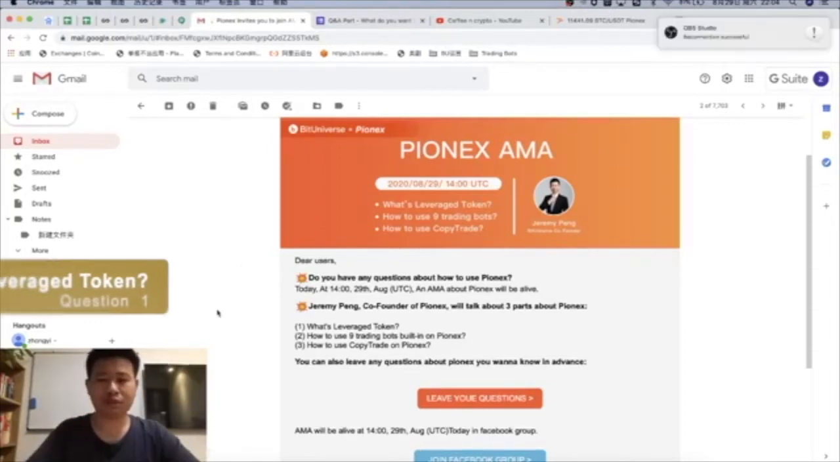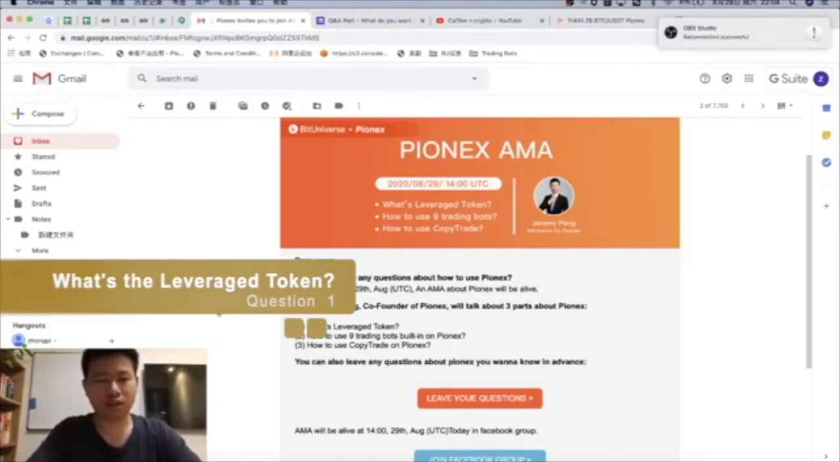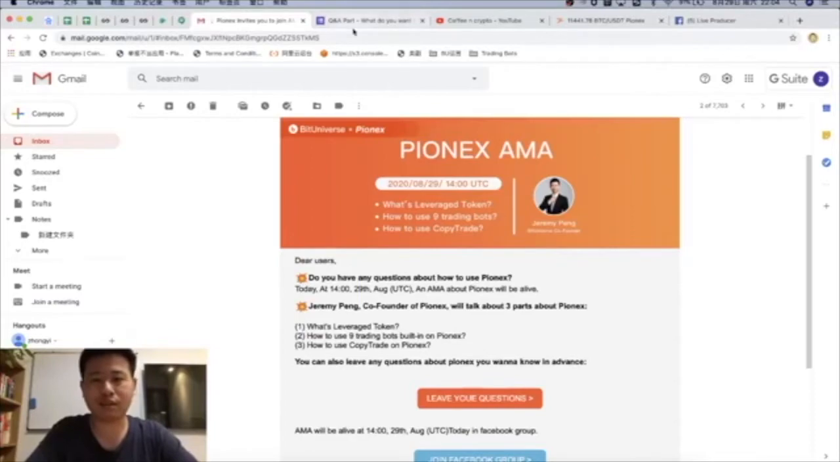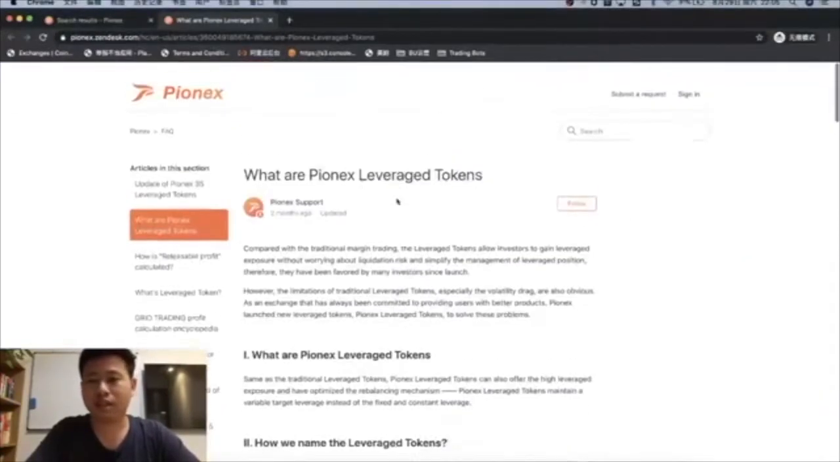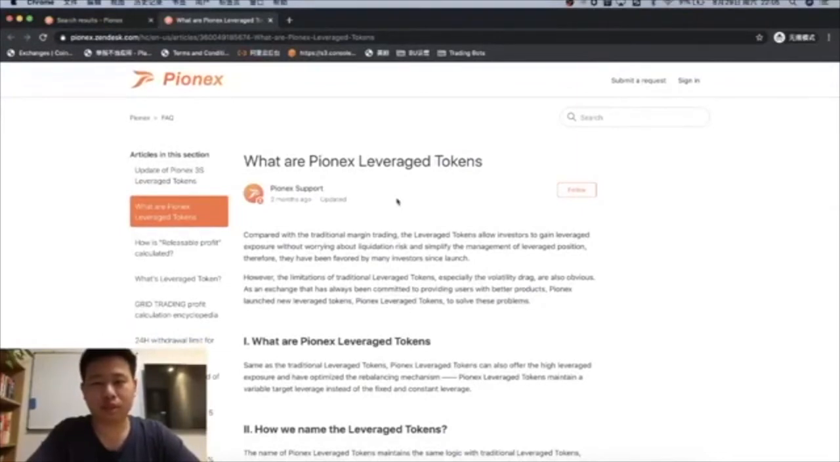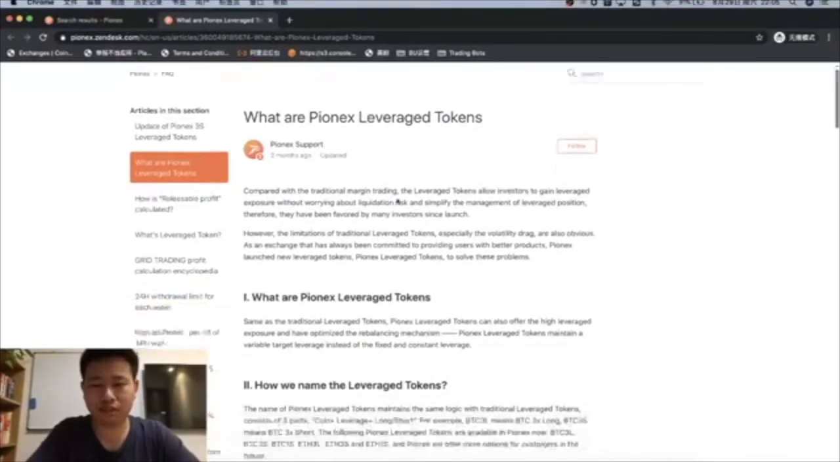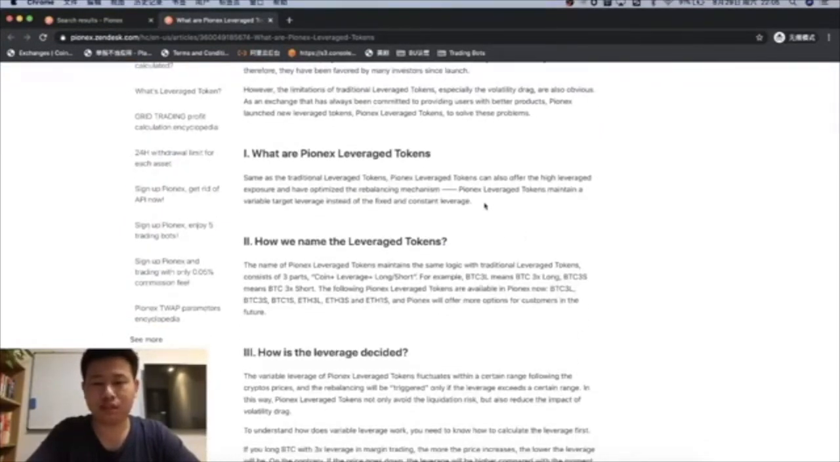So about the first question, what are the leverage tokens on Pionex? Actually, there is a tutorial about what are Pionex leverage tokens. So first, let us read the tutorials first.